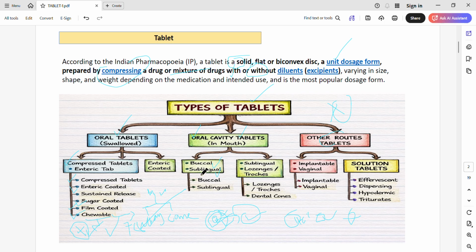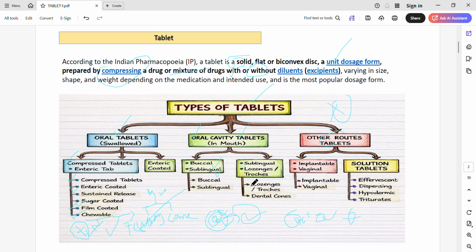In sublingual there is one very important drug, GTN, glyceryl trinitrate. Glyceryl trinitrate is mainly used for chest pain, which is angina. When I teach you pharmacology, after that we will discuss how GTN works and all of this.